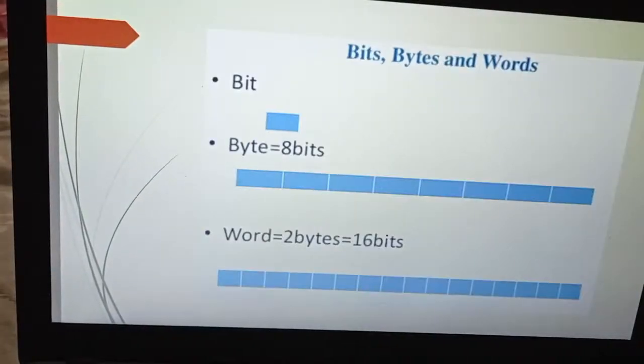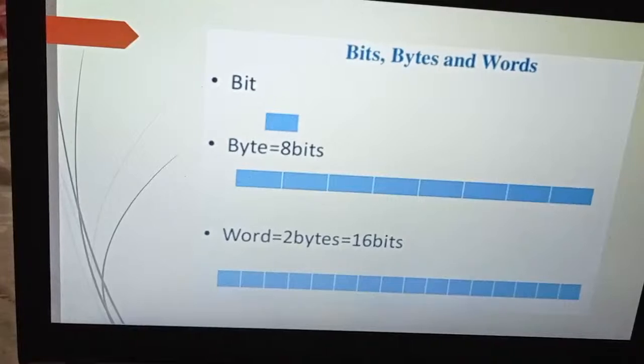This is a bit, an individual bit, and a byte is 8 bits. Two bytes make 16 bits.